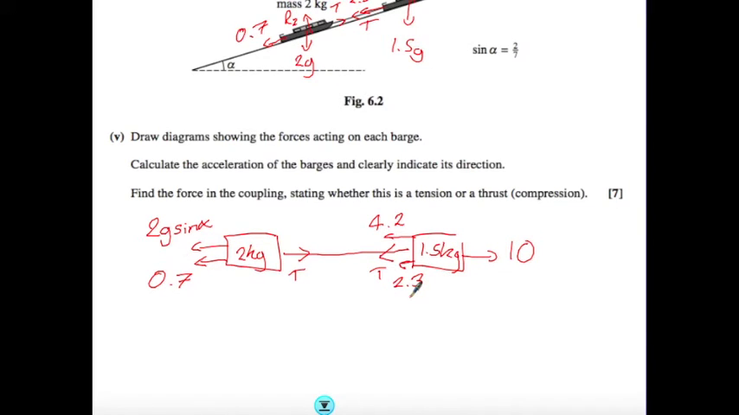And what else do we need to know? Let's work out this 2g sine alpha. So that would be 4/7 of g. That's because we know sine alpha is 2/7 again.